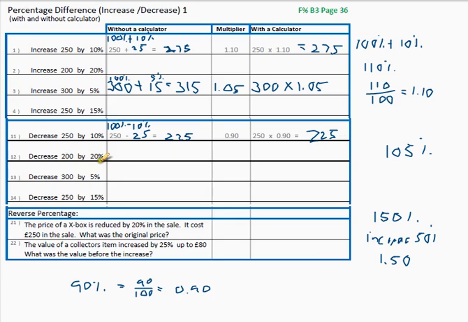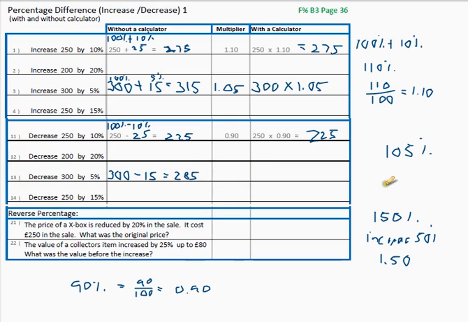Decrease 200 by 20%. Okay, you can easily do that yourself. I think pause the video and try to do this yourself. Okay, did you get this? Did you manage to do this? That was 300 take away 15 as we worked it out there. And 300 take away 15 is 285.